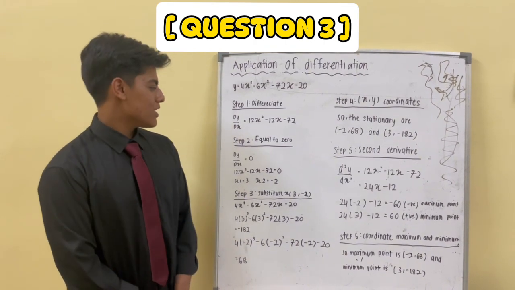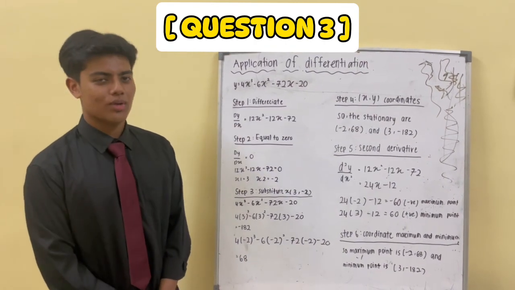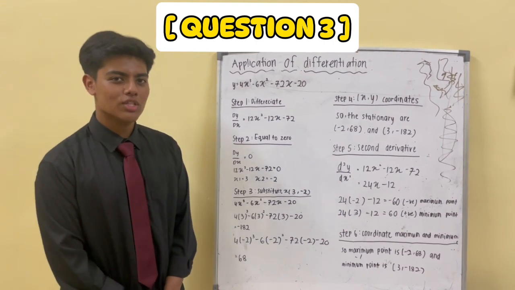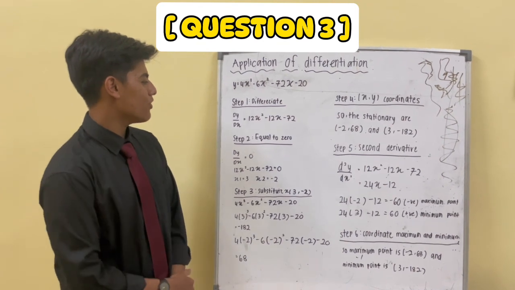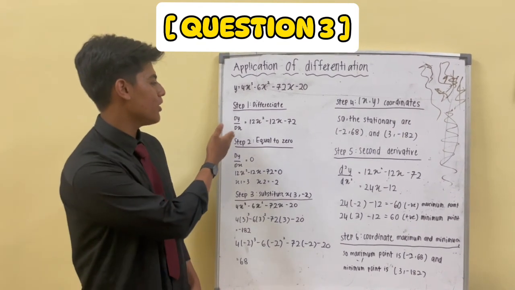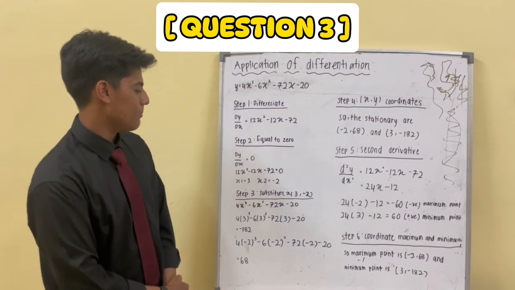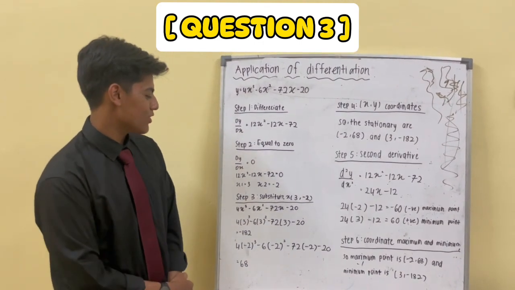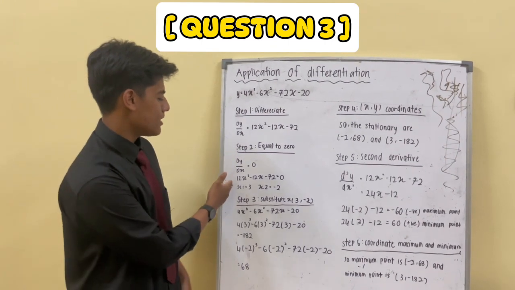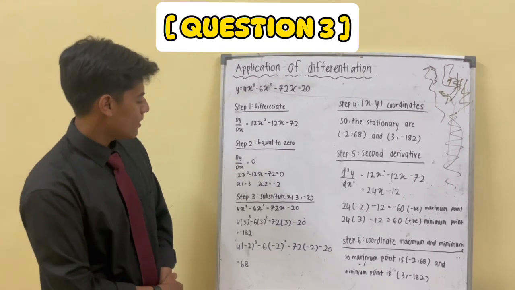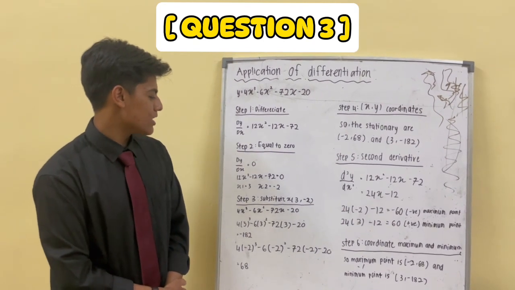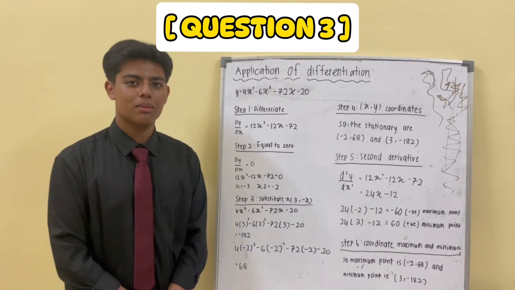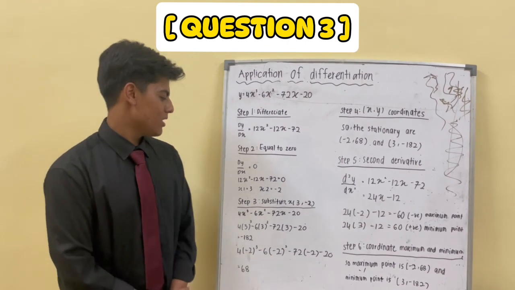So move to the second step, which is dy over dx equal to 0. So dy over dx is what we got from step 1, so we just have to write it down back and set it equal to 0. After we got this, 12x^2 minus 12x minus 72 equals 0, we have to solve the quadratic by using a calculator.